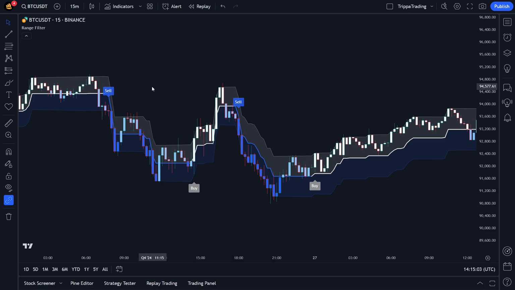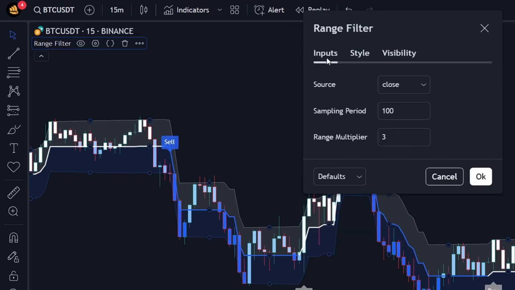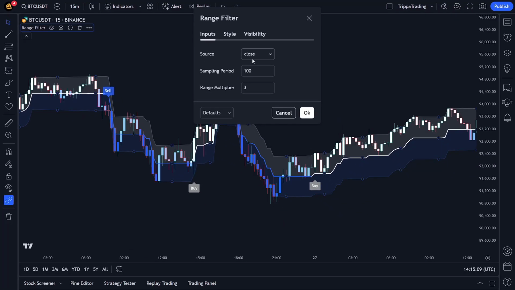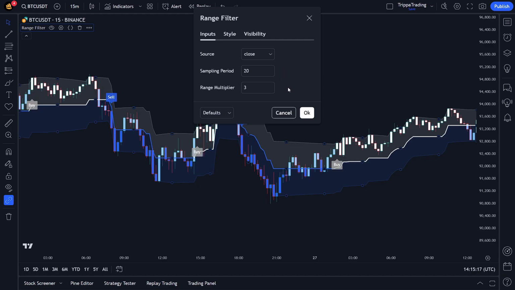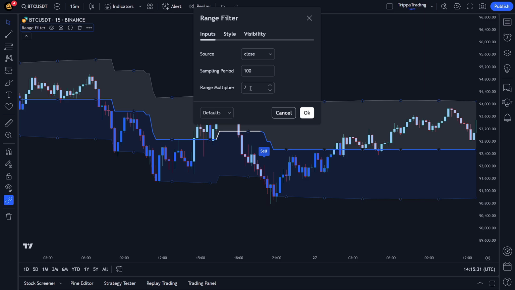Let's take a closer look at the settings for this indicator. You can open the settings of the indicator from here. First of all, you'll find an option to adjust the length, which has a default value of 100. Shortening this period makes the indicator more sensitive to price changes, while increasing it provides a longer-term view. Similarly, adjusting the range alters the width of the zones. A higher range widens the zones, while a lower range narrows them.